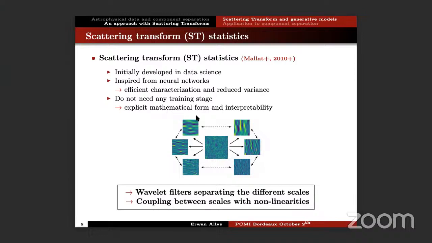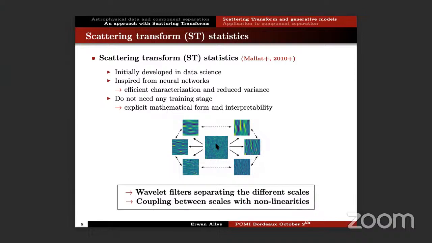The idea at the time was to try to understand why neural networks were working so well, in particular in comparison to usual higher order summary statistics, and try to inspire ourselves from neural networks to build a new efficient set of summary statistics. Due to that, they have an efficient characterization and a low variance, so you can estimate them on a very small amount of data, which is good. And they don't need any training stage, they're summary statistics. You have an explicit mathematical form, you can write them on paper, so you can try to interpret what they mean. The broad idea is that you have an initial image like that, and you basically separate its information over its different scales.